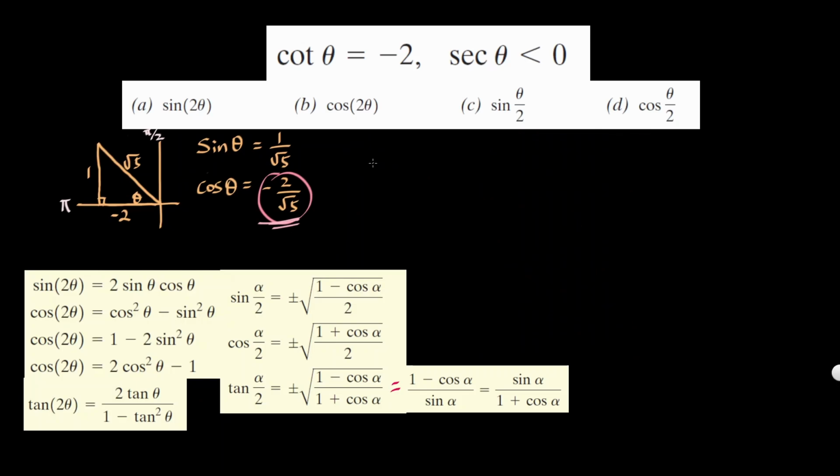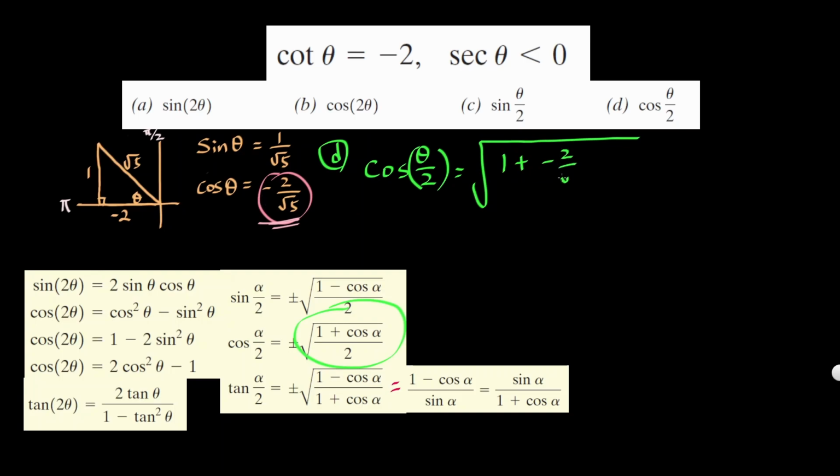But this is okay. D is going to be cosine theta over 2. We already figured out what theta over 2 is. It's in the first quadrant, and cosine in the first quadrant is positive. So we're going to use this one right there: 1 plus cosine alpha, where it's negative 2 over square root of 5, and then multiply by 1 over 2. 1 is going to be 5 over 5, and it's going to be minus, rationalized, 2 times the square root of 5 over 5.